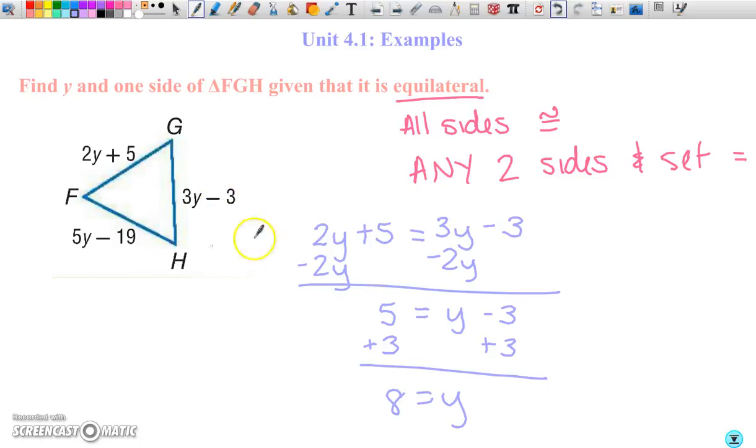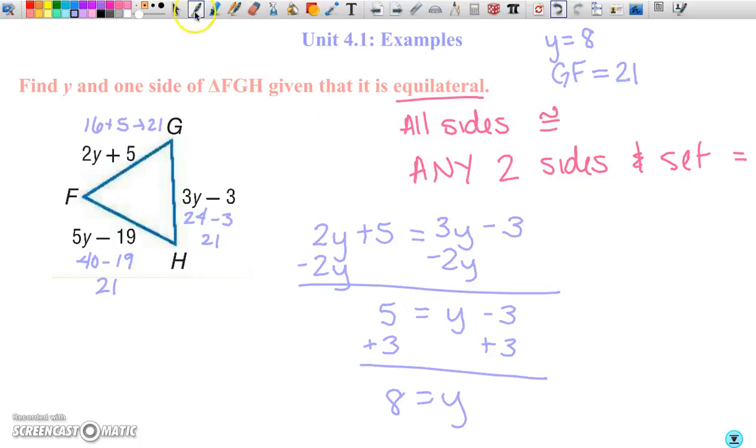So if we solve this correctly, then when we plug 8 in, we'll get the same number on all three sides. If we plug in 8 here, we get 16 plus 5, which is 21. So we should get the same thing here. Well, we get 24 minus 3, which is 21. And here we get 40 minus 19, which is 21. So we checked to make sure that we got everything right. So one side length, let's say GF, is equal to 21. And that's how you would do that one.